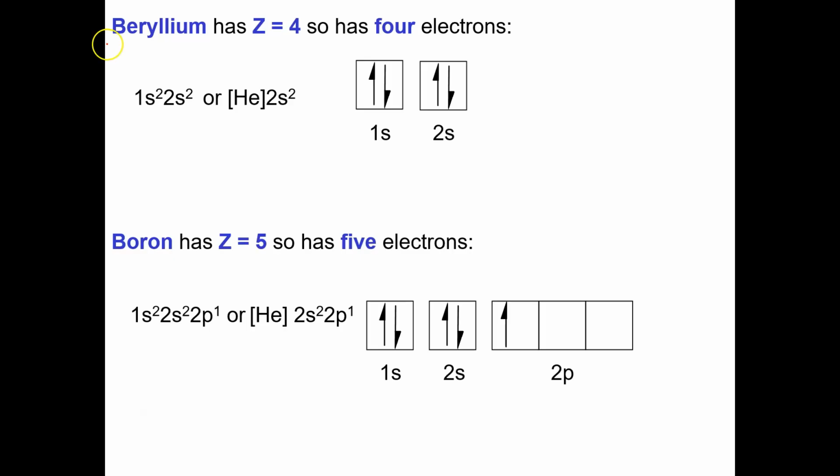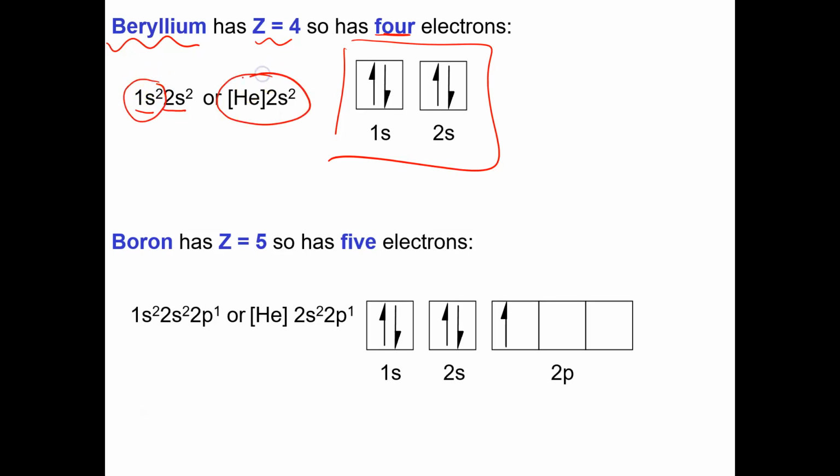So now let's move on to beryllium. Beryllium has atomic number 4, so therefore it has 4 electrons. So the full electron configuration would be 1s2, 2s2, and then that completely fills the 2s subshell, so we'll need to start the next subshell after beryllium. Of course, we can replace 1s2 with the symbol for helium in square brackets, and that would give us the abbreviated or condensed electron configuration for beryllium.